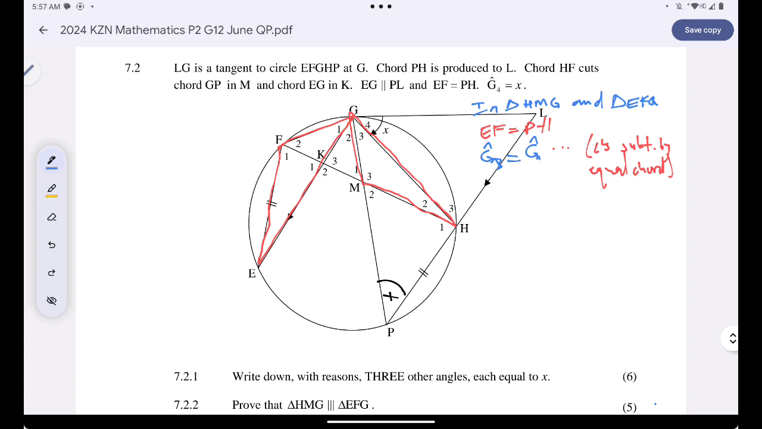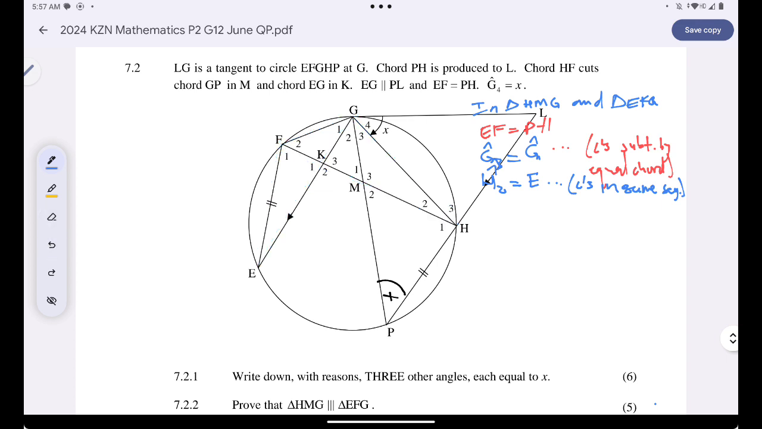I can also say angle H2 is the same as angle what? As angle E. Why? These are angles in the same segment. If we check properly, both of these angles are subtended by chord EG. This is the first one, H2. That's the second one. Are we together?